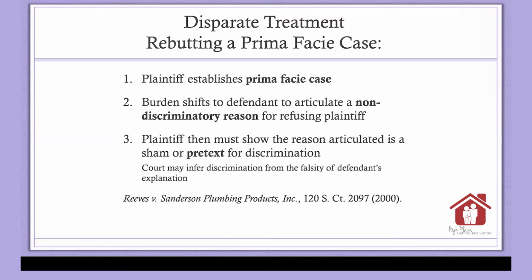If the defendant is able to articulate a non-discriminatory reason, like your credit was not as good as the one I chose, or you did not have as many good references, or whatever the non-discriminatory reason for refusing the plaintiff the housing opportunity, then the plaintiff still has an opportunity to show that this reason articulated by the defendant is a pretext for discrimination or a sham. And one example of that would be that a court can infer discrimination or pretext if it's shown that defendant's explanation is false.